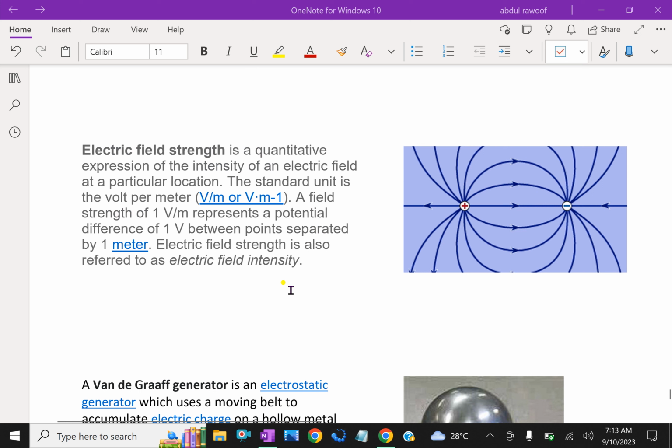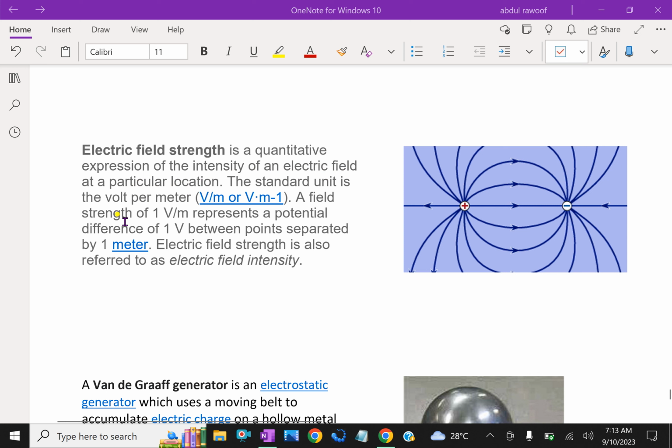Field strength, or electric intensity at any point within an electric field, may be defined in any of the following ways. It is given by the force experienced by a unit positive charge placed at that point. Its direction is the direction along which the force acts. That means electric field is a quantitative expression of the intensity of an electric field at a particular location.